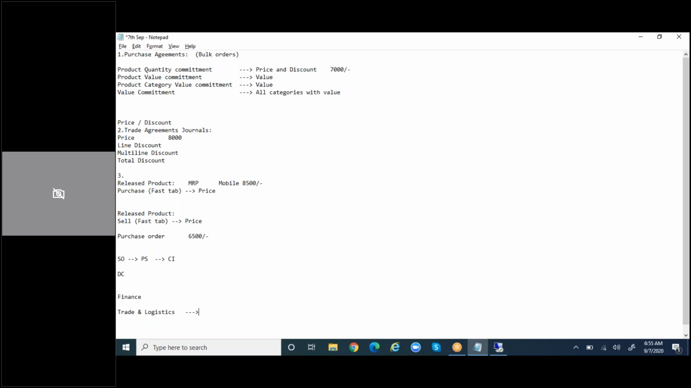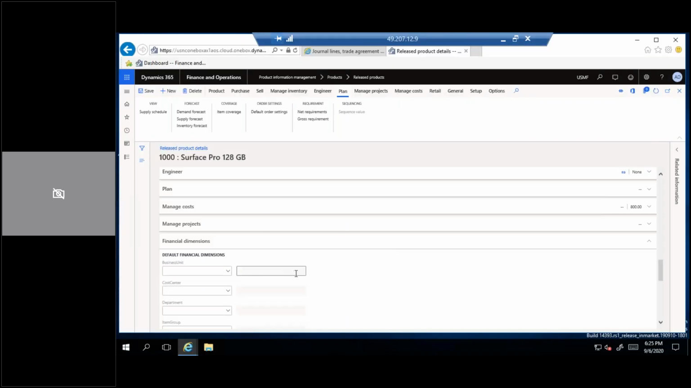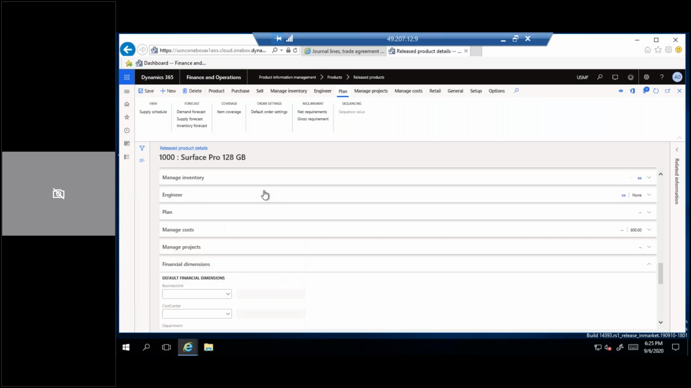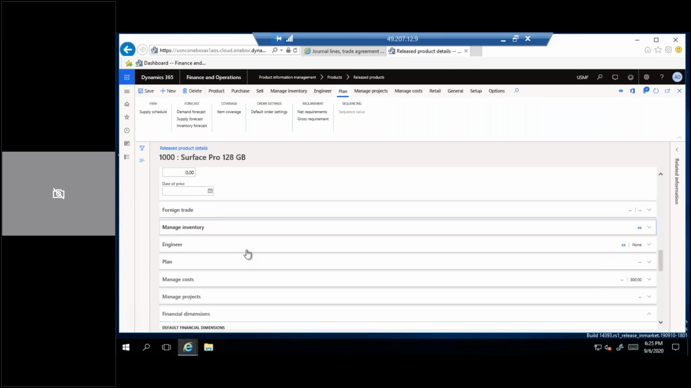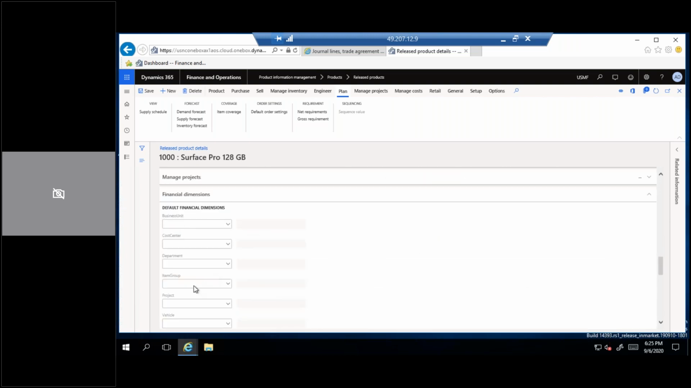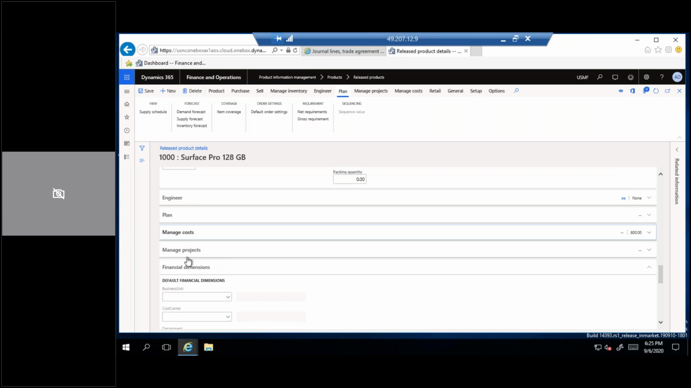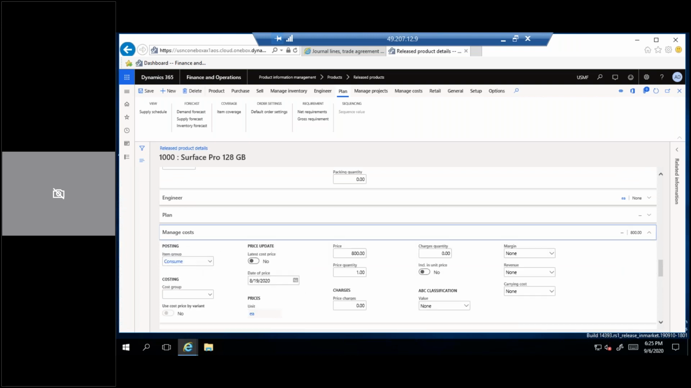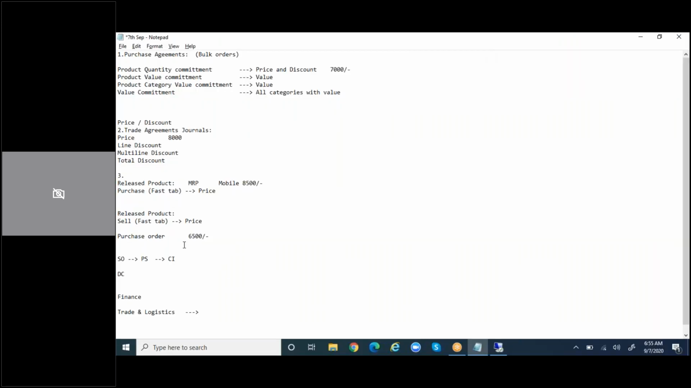They know scenarios a lot, but for the business application, as I told you, there are fields. Suppose the item group, they are facing some problems. Where is this item group, in manage inventory or manage cost? They are not aware of this. Where do I need to map the item group? Understood? They don't know the setups and parameters, so you are going to explain.